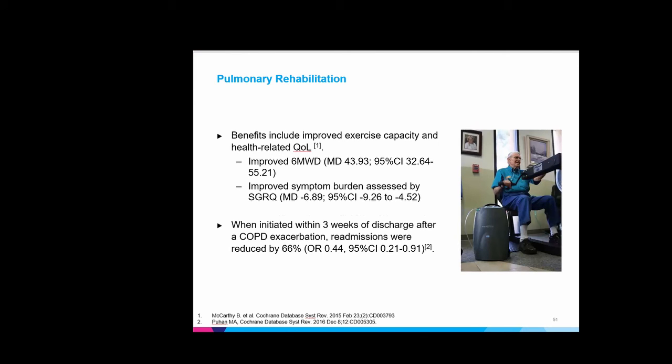Improved 6-minute walk test, which correlates with mortality. Improved symptom score, the St. George Respiratory Questionnaire. And when initiated within 3 weeks of discharge, decreasing risk of COPD exacerbations and readmission rates. So objectively, it works. Patients feel better, they walk better, and have fewer readmissions. Next slide.